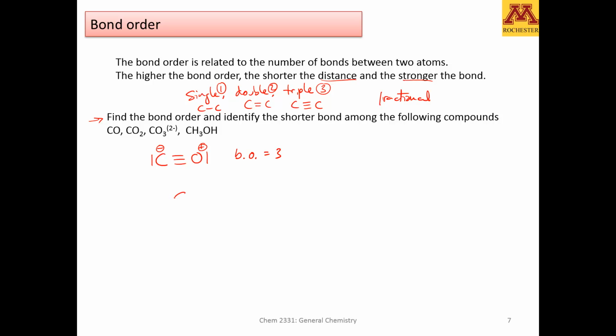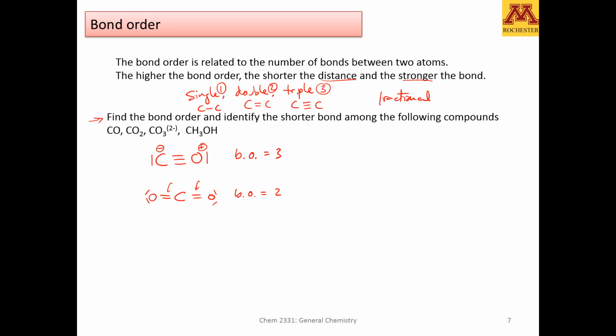For carbon dioxide, and again I'm going fast, if you count the number of electrons and make sure that all of them follow the octet rule, this is the structure. There are 2 pairs of electrons being shared in both carbon-oxygen bonds. Therefore, the bond order for the carbon-oxygen bond in this case is 2.